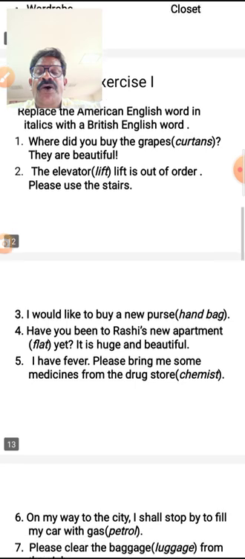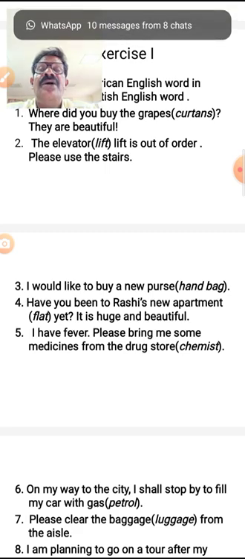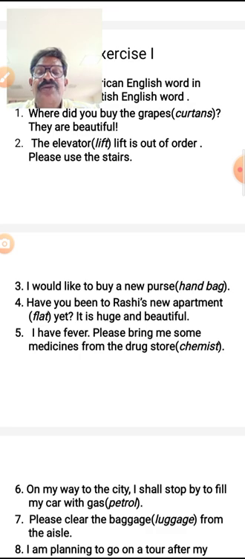And let us go for the third one. I would like to buy a new purse. Handbag is a British English word. Purse is American. Handbag is a British word. Have you been to Rashi's new apartment? Number 4. Apartment is American and flat is British. I have fever. Please bring me some medicines from the drugstore.